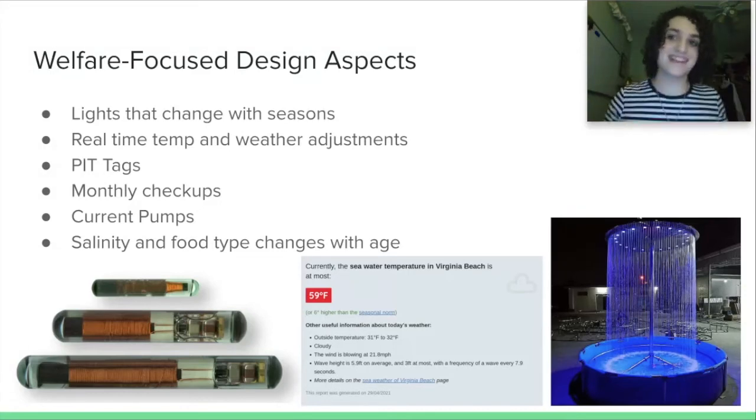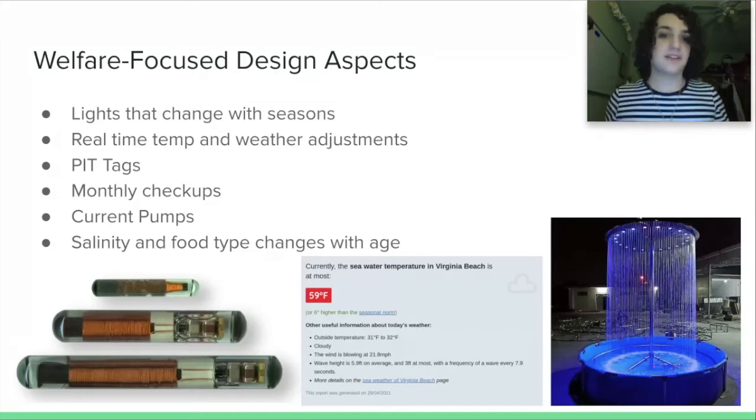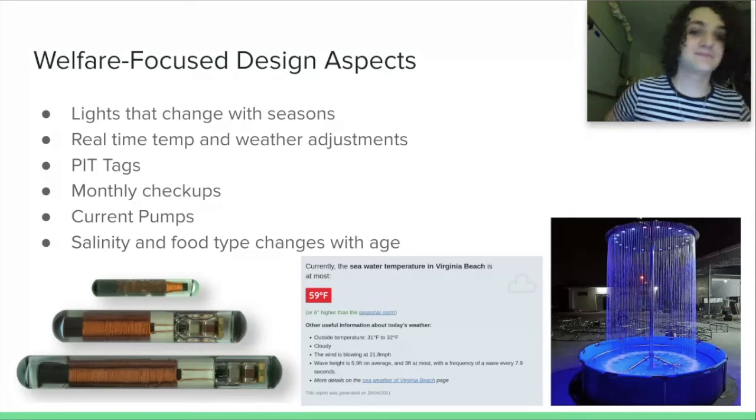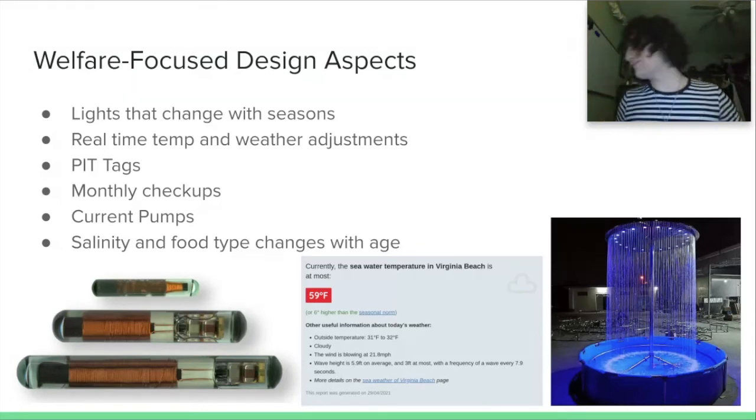And so, as I said, they would be getting monthly checkups. We could associate each ray with a day of the month, 1 through 30, or I guess 1 through 28, realistically, and just check them out each day of the month. And now onto the current pumps, which I think is very exciting.